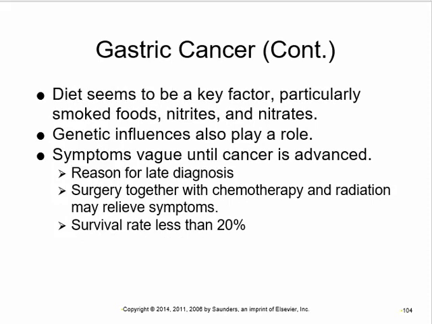It seems that smoked foods, the nitrates and nitrites that are in smoked foods, may play a role in turning the gastritis into cancer. There might be a genetic predisposition. Likely that's the case, that genetics load the gun and environment pulls the trigger. Symptoms are really too vague, so it's a very low survival rate because it's found late.